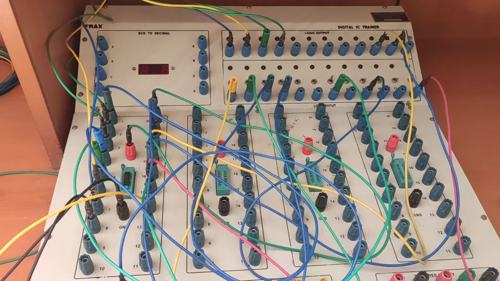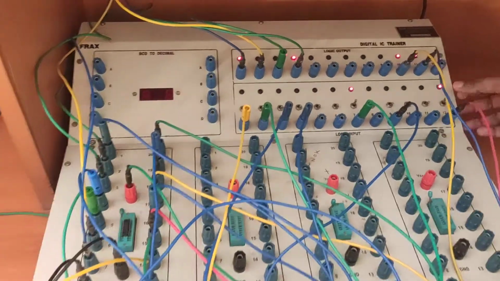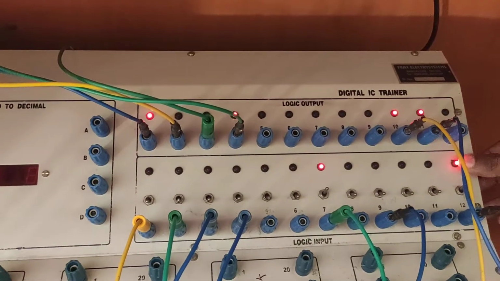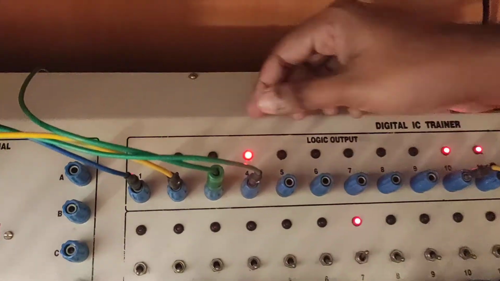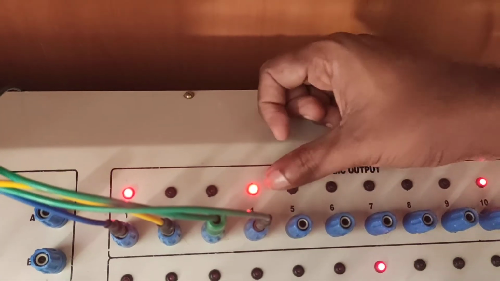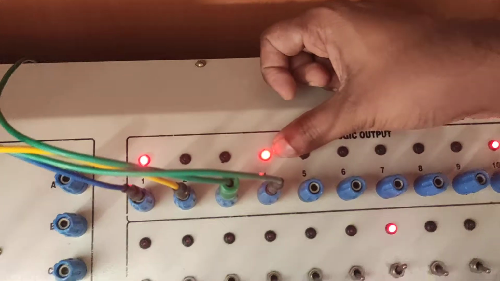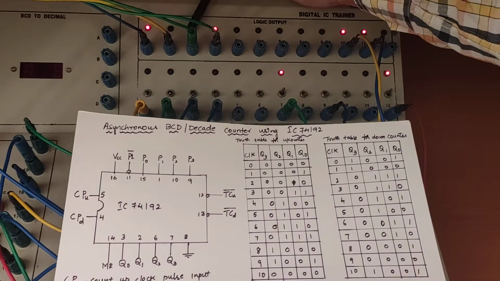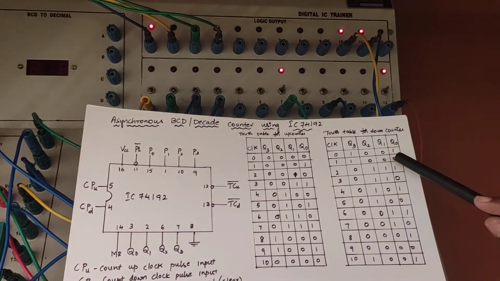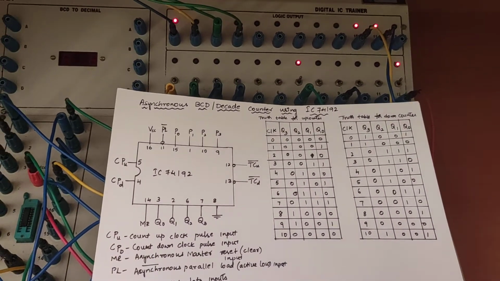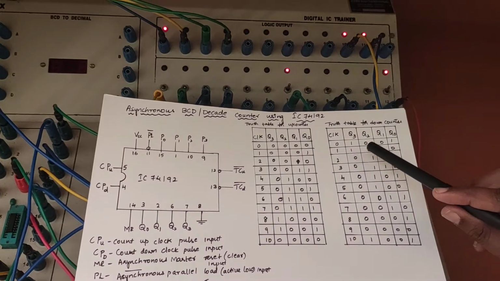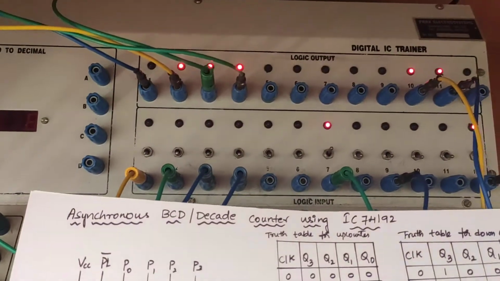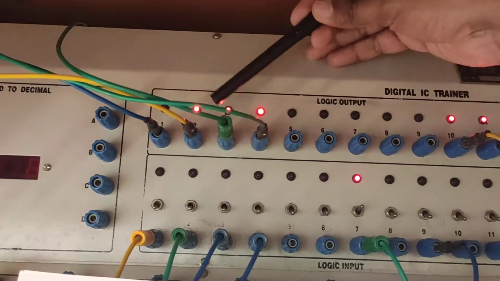For the BCD down counter, once again I am going to make PL bar high. PL bar is made high, and initially you can see it will be 1001. This is the first state. When I apply the clock pulse, it goes to the next state, 1000. Again when I apply the clock pulse, it becomes 0111.